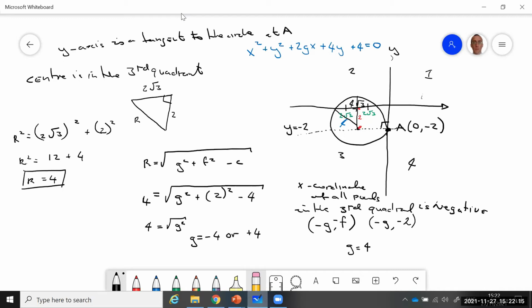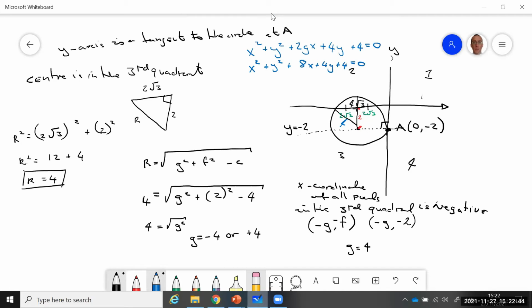Hence, the x-coordinate of all points in the third quadrant is negative. So therefore g is 4. Then we can finally fill out our completed equation now that we have found all pieces of information. So we have 2g, which is 2 times 4, which is 8x plus 4y plus 4 equals 0.